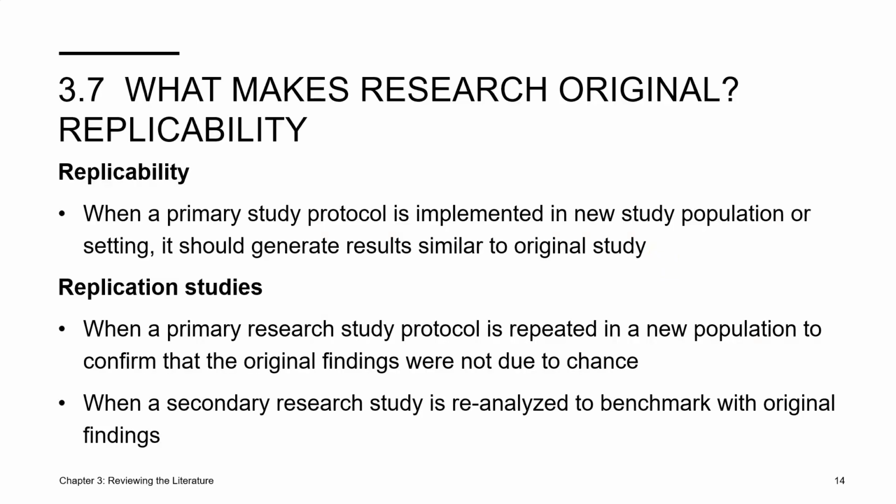Some things that make research original are listed in this section as well. The first one is replicability. What is replicability? This is when a primary study protocol is implemented in a new study population or setting, and it should generate results similar to the original study. When you conduct your study, you want to do it in a systematic way, and you want to report it in a way that it could be replicated by someone else. When it is replicated by someone else, let's say in the future, then it would be considered a replication study.